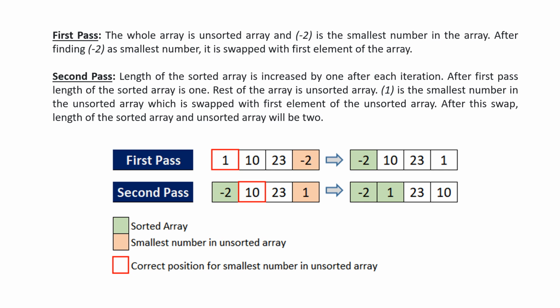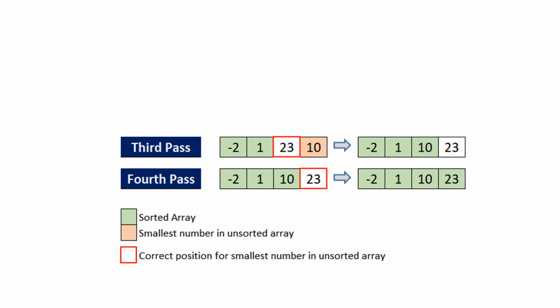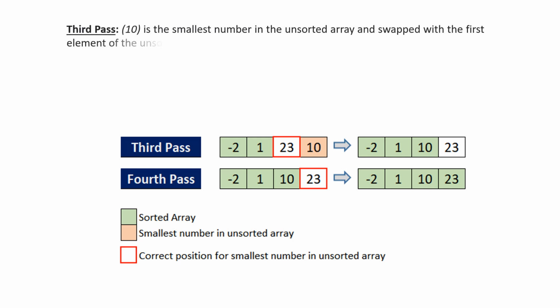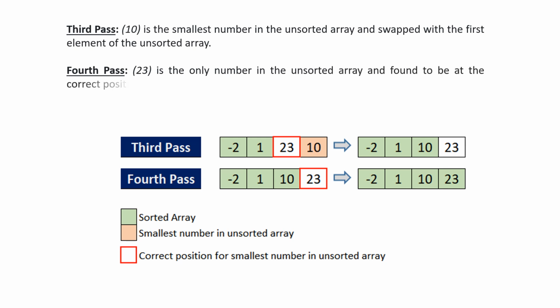Now we move to the third pass, and here we find that 10 is the smallest number in the unsorted array, and this is swapped with the first element of the unsorted array. In the fourth pass, we find that 23 is the only number in the unsorted array and it is at the correct position now. So after this we get the array in sorted, ascending order.